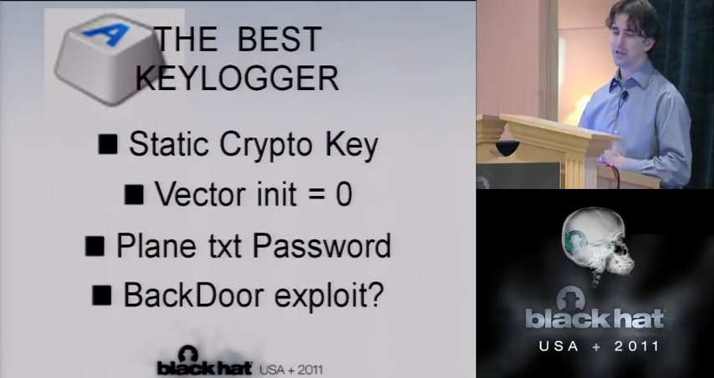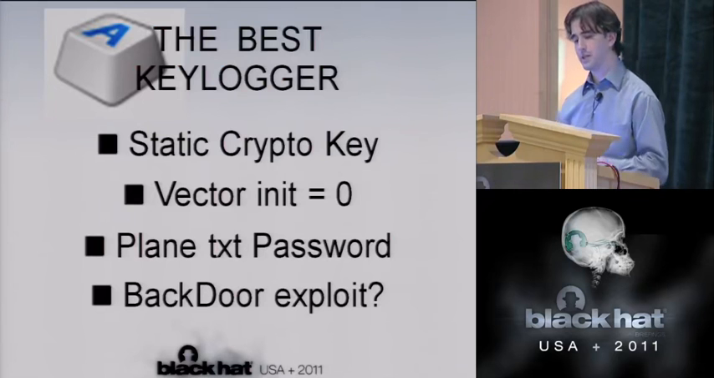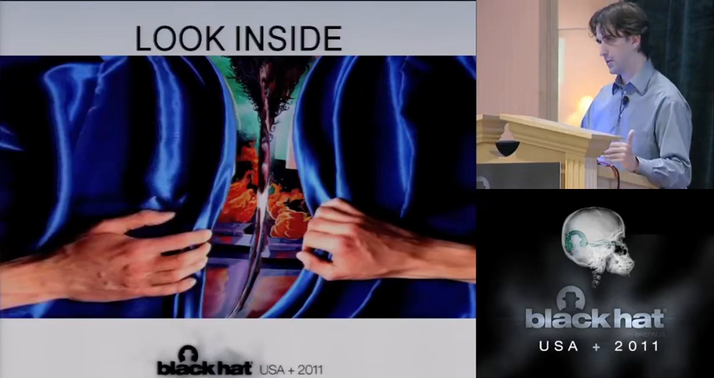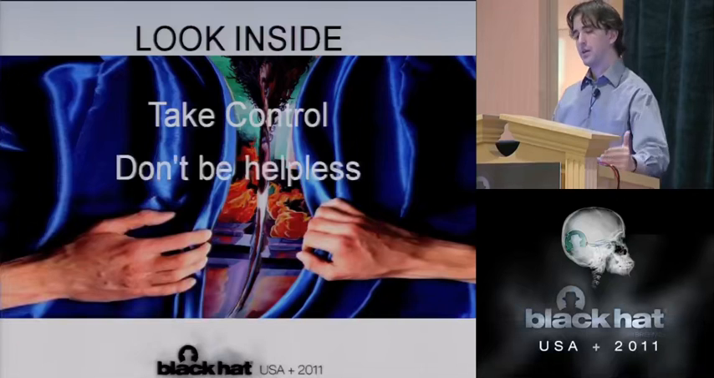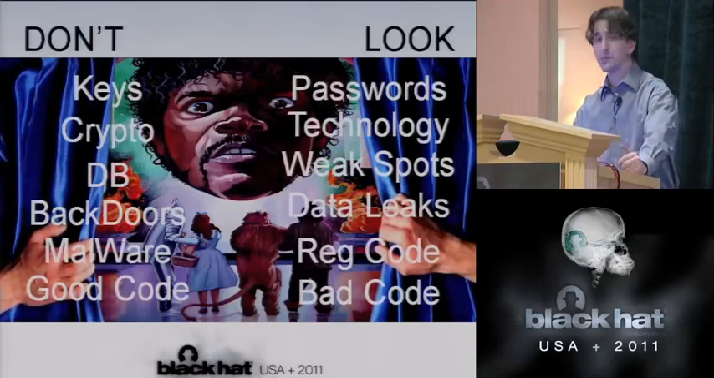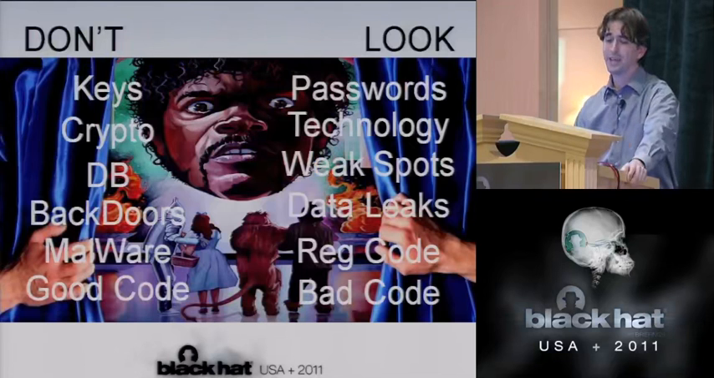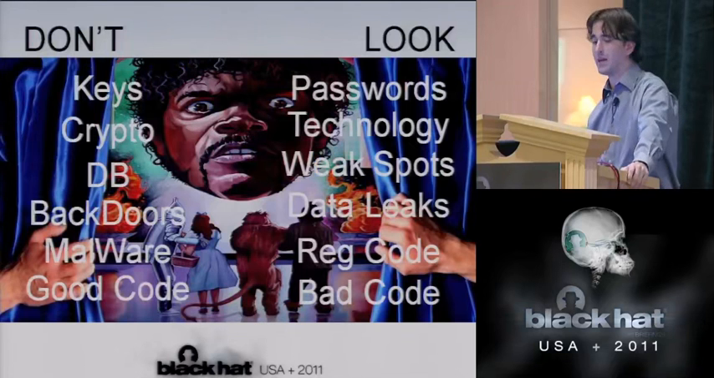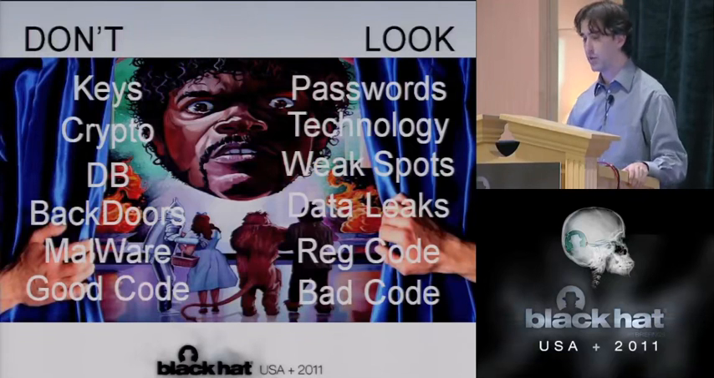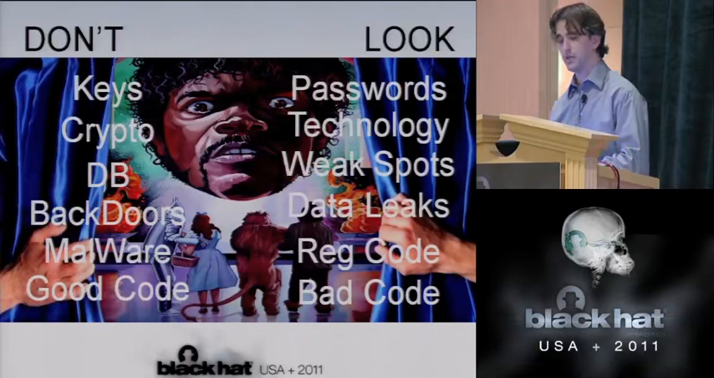The keylogger that I touched on a little bit, it has static crypto keys. It has 0 for its vector initialization. It has plain text passwords. When you look inside of your application, you want to take control. Don't be helpless. You want to know your threats. When you do look inside of your applications, you're going to understand the keys, the crypto, the databases, the backdoors, the malware, the technology core to your application that you're running, someone else's application that you're running.